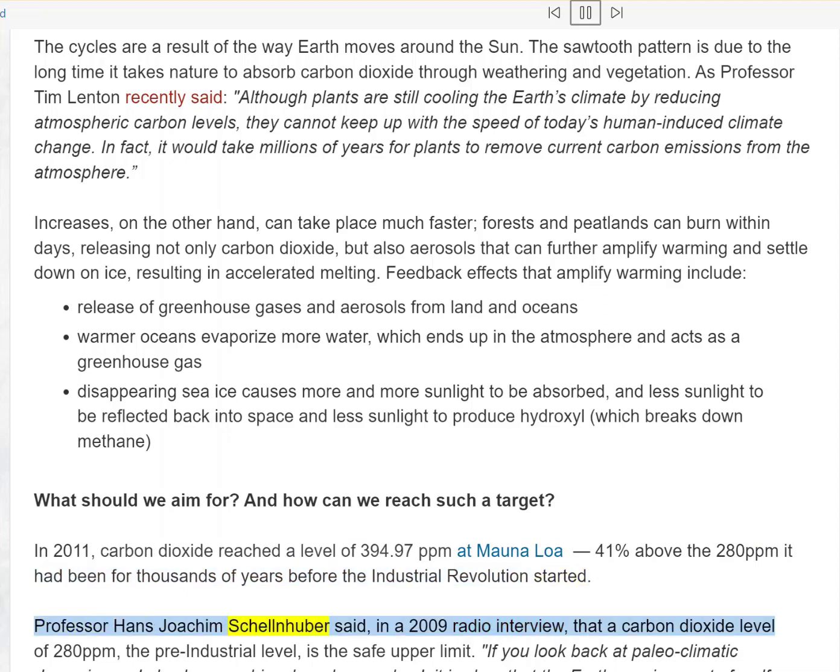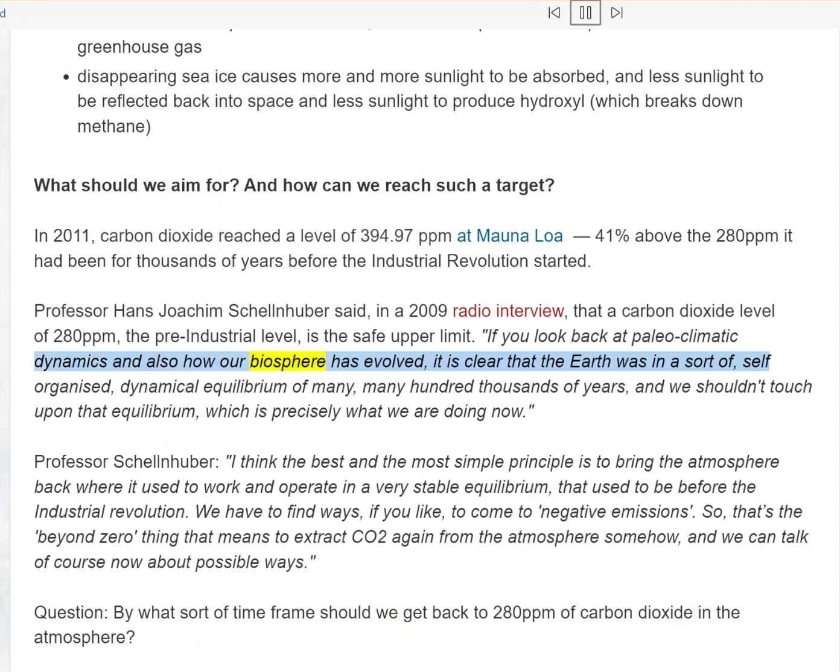Professor Hans-Joachim Schellnhuber said, in a 2009 radio interview, that a carbon dioxide level of 280 ppm, the pre-industrial level, is the safe upper limit. If you look back at paleoclimatic dynamics and also how our biosphere has evolved, it is clear that the Earth was in a sort of self-organized, dynamical equilibrium of many, many hundred thousands of years, and we shouldn't touch upon that equilibrium, which is precisely what we are doing now.